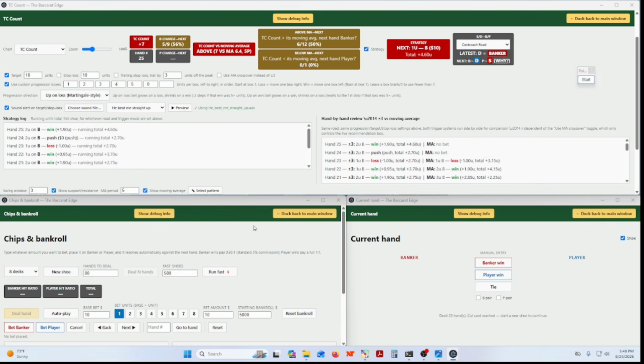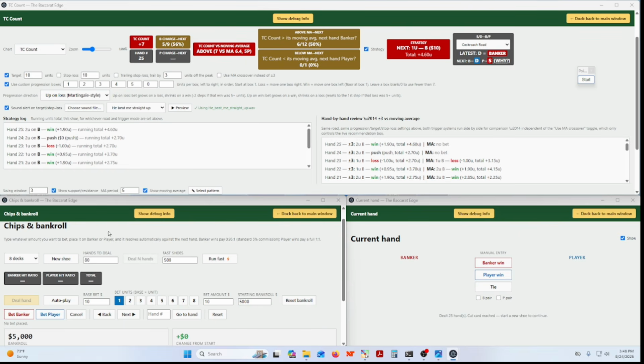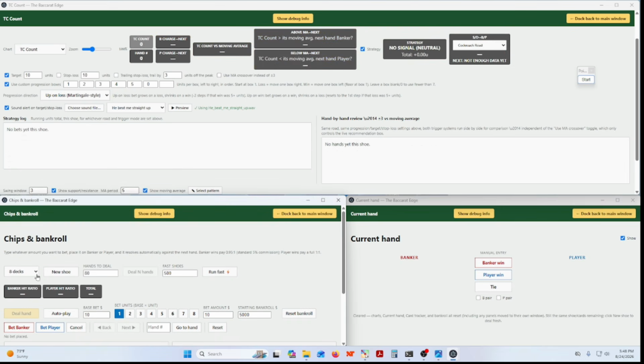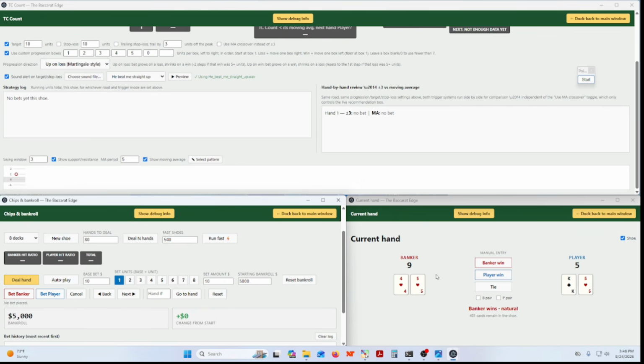Let's go back over here for a second. I didn't deal no hands for you. I just been dealing shoes. I thought I'd deal some hands for you. Let's reset just so you can see how the cards are dealt. New shoe. And when you go to deal hand by hand, notice the cards come out and deal hand by hand. And it starts charting. Banker won that hand. You hit it again. Player won that hand.